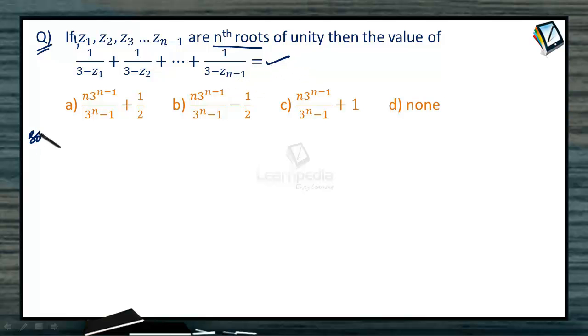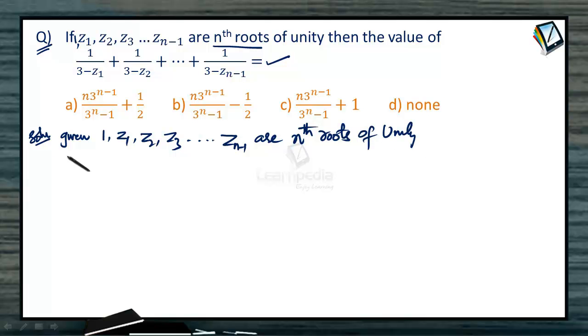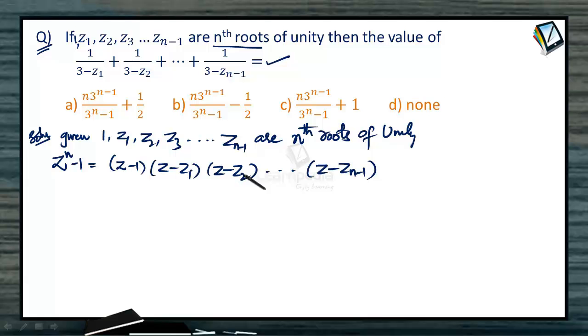To find the solution of this problem, let us consider the given data, that 1, z1, z2, z3 and so on up to zn minus 1 are all the nth roots of unity. When they are all the nth roots of unity, you can write the expression z power n minus 1 as the product of the factors z minus 1, z minus z1, z minus z2 and so on up to z minus zn minus 1. These are the corresponding factors for the roots 1, z1, z2, z3 and so on up to zn minus 1. From the fundamental principle of algebra, the product of the factors is equal to the polynomial.